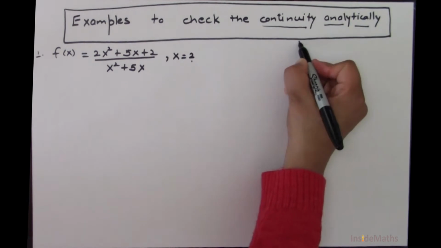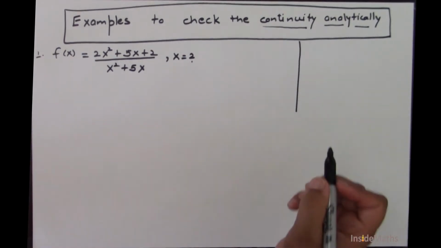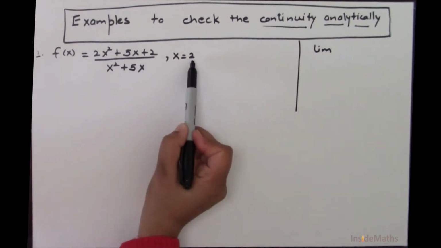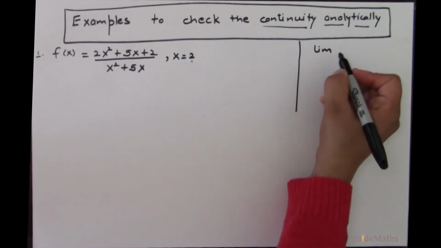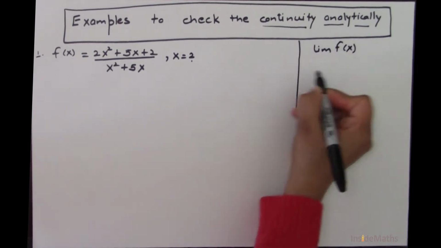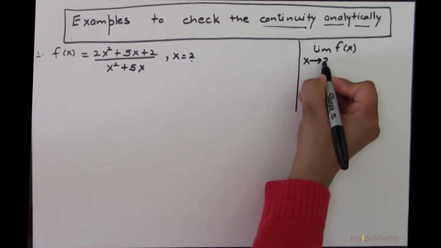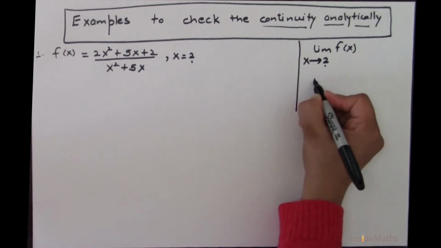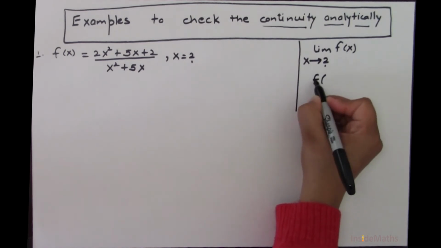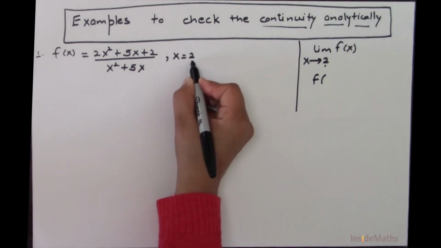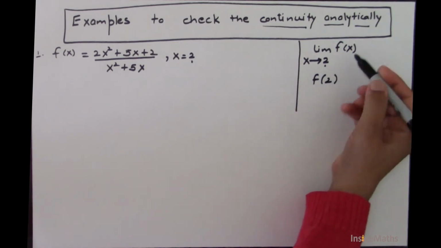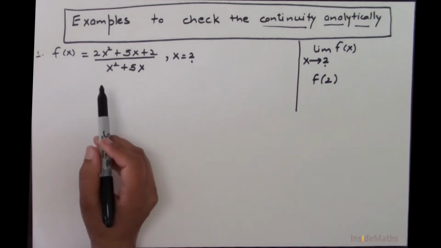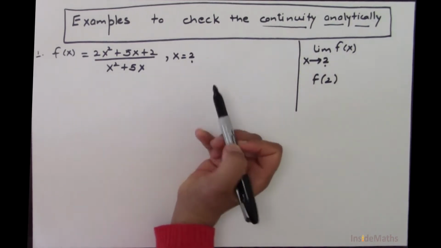Now to check the continuity, by definition we have to check two conditions. The first one is we have to check that the limit of this function exists at this point or not. That means limit f of x when x is approaching the point 2, the point where we have to check the continuity. And the second condition is the value of the function must exist again at the point 2. If both of these conditions exist and are equal, then the function will be continuous at the point 2.